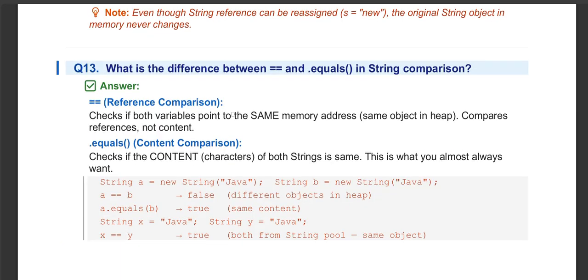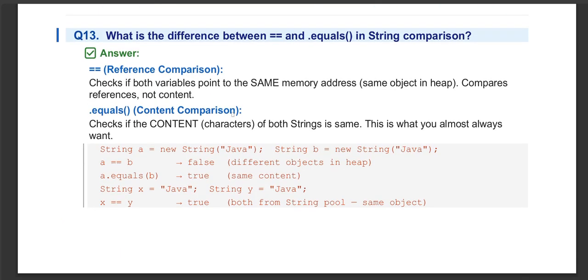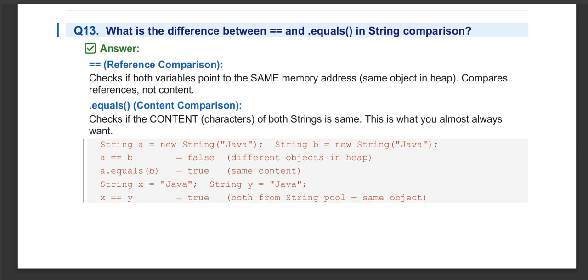What is the difference between double equals to and dot equals to methods? Double equals compares only the reference memory address, not the content. Dot equals checks whether the content of both strings is the same. If the content is the same, dot equals returns true, while double equals won't.